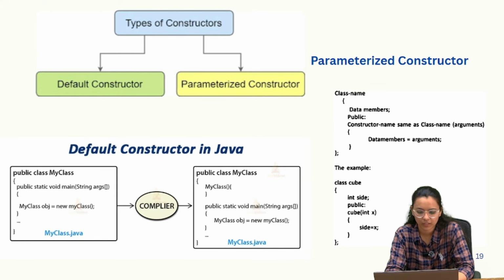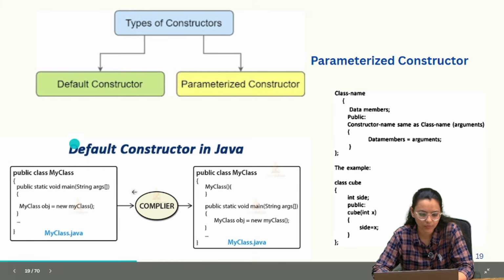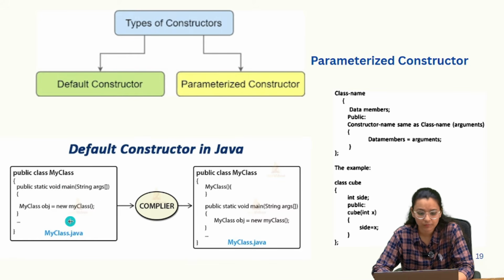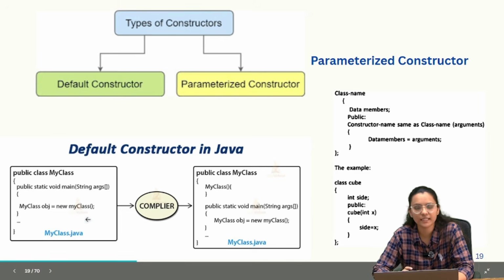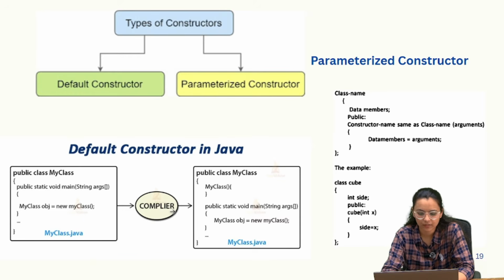Now we will see the explanation of the default constructor example. I will explain the program. When you write new MyClass, the constructor MyClass is called by default. It prints the message and creates the object. And here is the example.